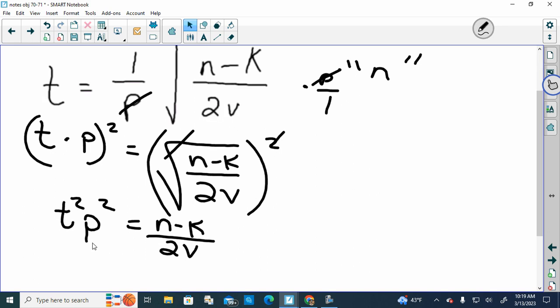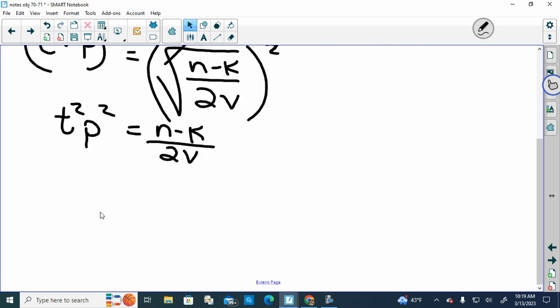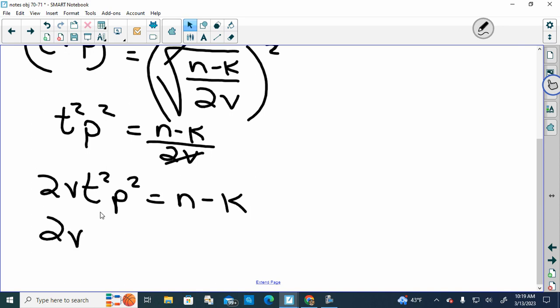Okay, what would be my next part? Times it by 2b, right? When I times it by this on this side, it gets rid of it. Then I've got to times it on this side. So we would have 2b t squared p squared equals n minus k. Last thing? Add k. So you would just move k over to the other side, change it from a negative to a positive. Okay, and then so we have 2b t squared p squared plus k. Now we're done.